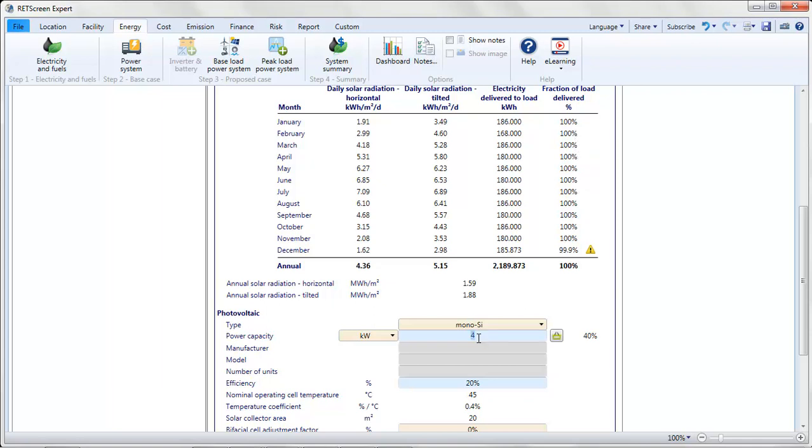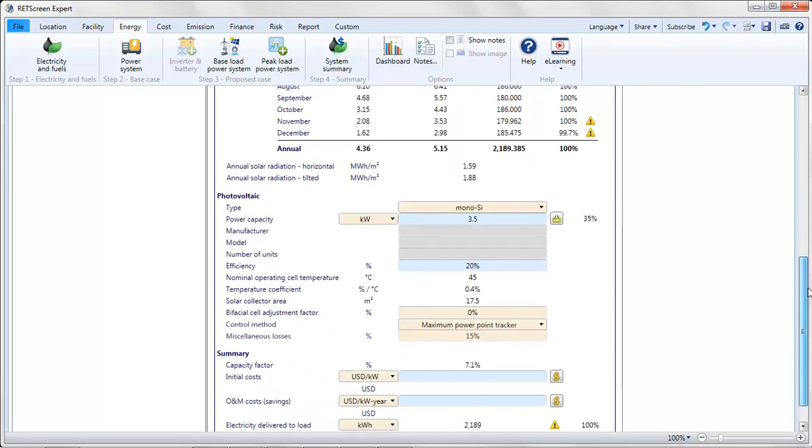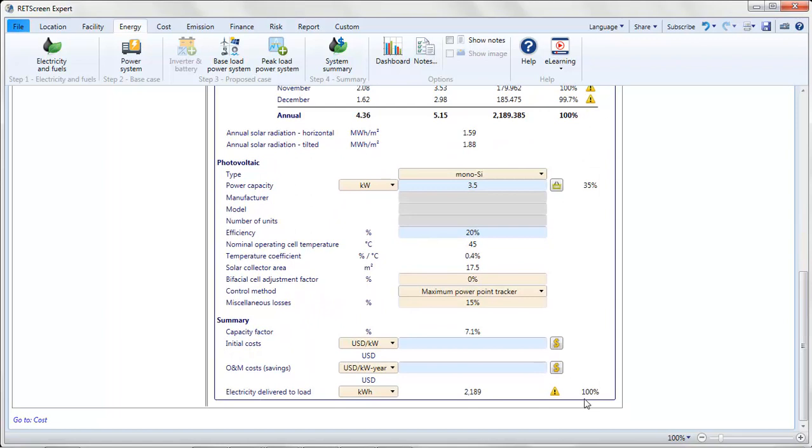Maybe we could get away with a slightly smaller array. So I'll try, say, 3.5 kilowatts. We can see a slight change here during January, November, and December. Some very small fraction of the load might not be met, but most of the time it's sufficient. So I'm going to use 3.5 kilowatts as the size of the array here. And that's going to be sufficient almost all the time. So that leads to a capacity factor of 7.1%.